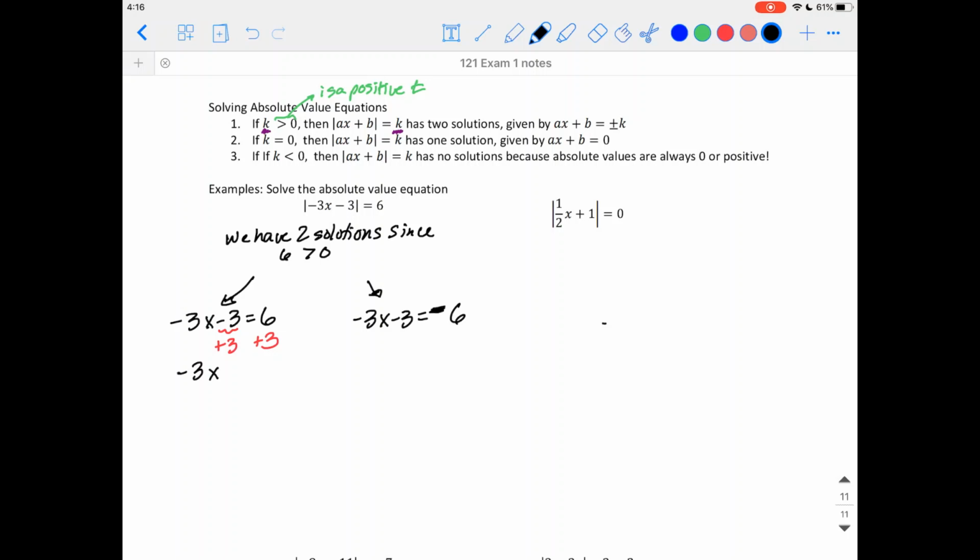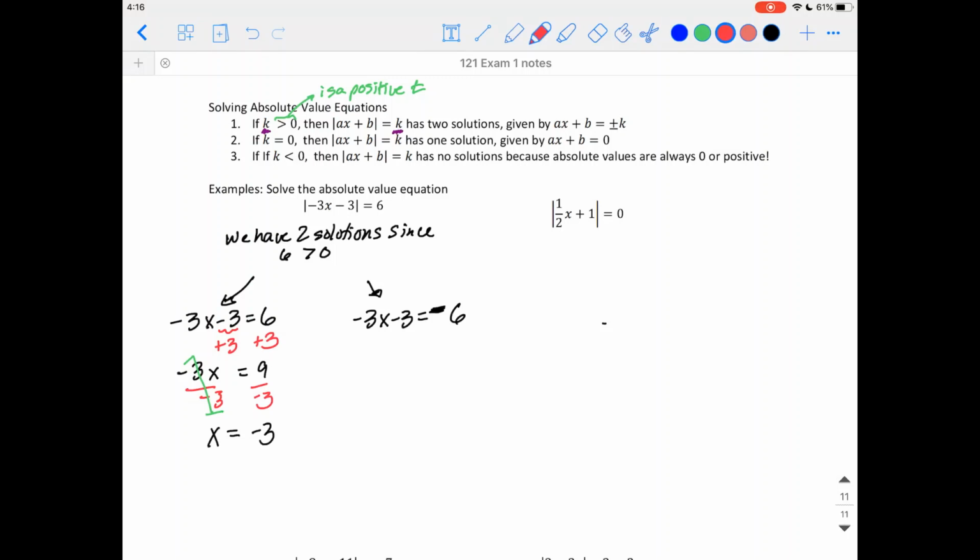Okay, so negative 3x, the minus 3 plus 3 simplify to 0. 6 plus 3 is 9. Then we're going to divide both sides by negative 3. And these simplify to 1 times x is equal to x. And 9 divided by negative 3 is negative 3.